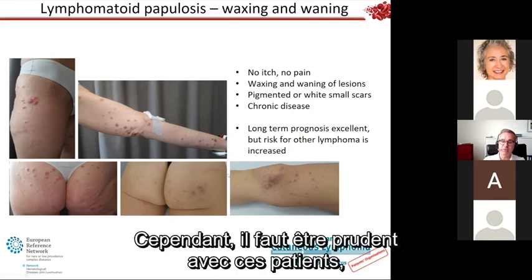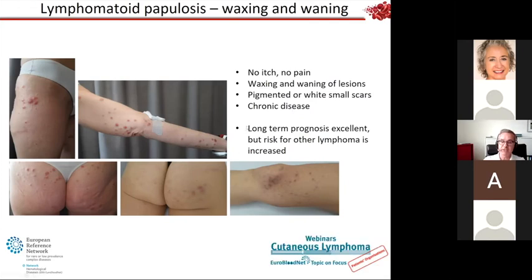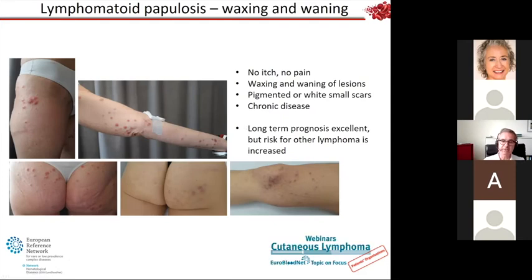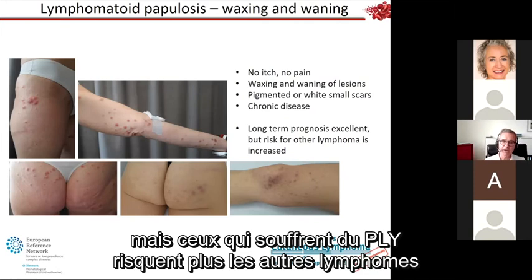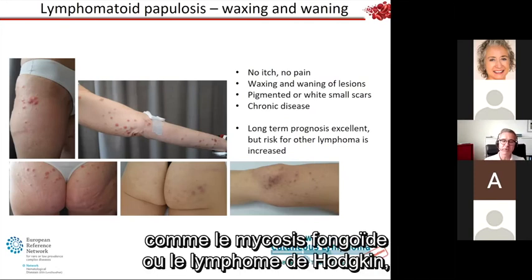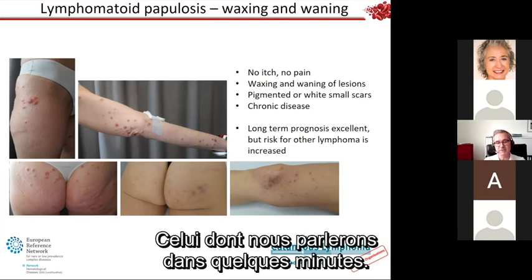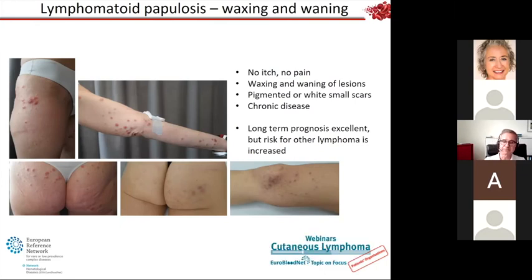However, we have to be careful in these patients, because even though the long-term prognosis is excellent, people with LYP have a significantly increased risk for other lymphomas, such as mycosis fungoides, Hodgkin's lymphoma, or anaplastic large cell lymphoma, the one we'll be discussing in a couple of minutes.